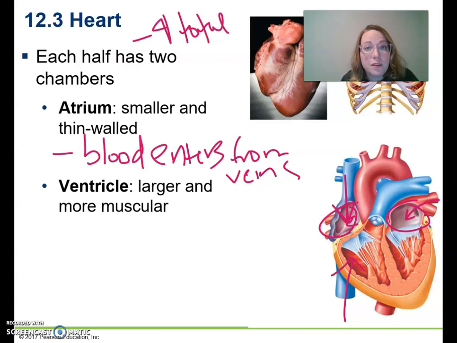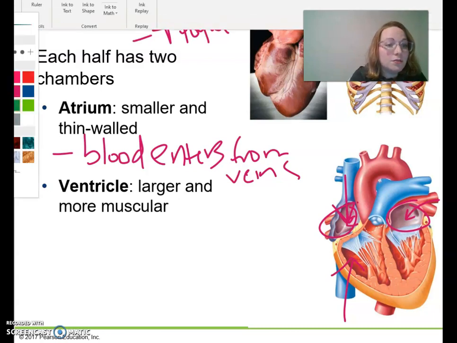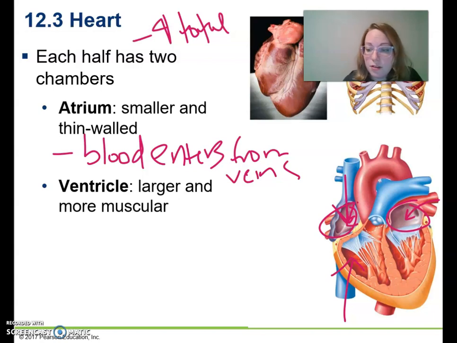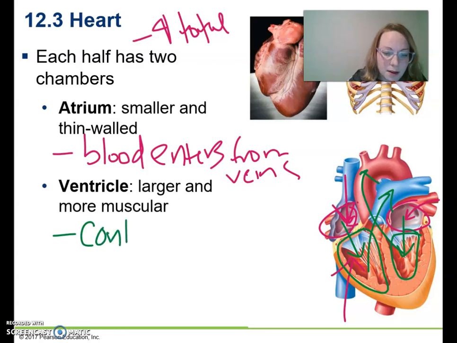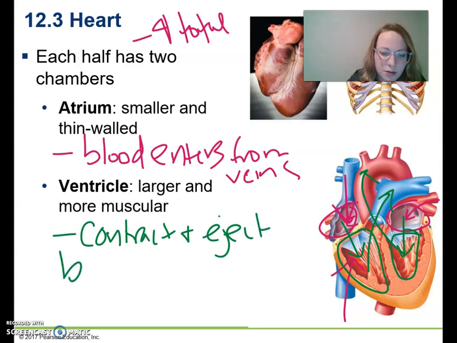And they're low pressure. And then those atria are connected to the chambers underneath. Those are the ventricles. So these larger spaces, thick muscular walls, are the ventricles that blood flows into from the atria. And so when those ventricles contract, blood is going to flow out through arteries. Okay? They contract and eject blood out through arteries.